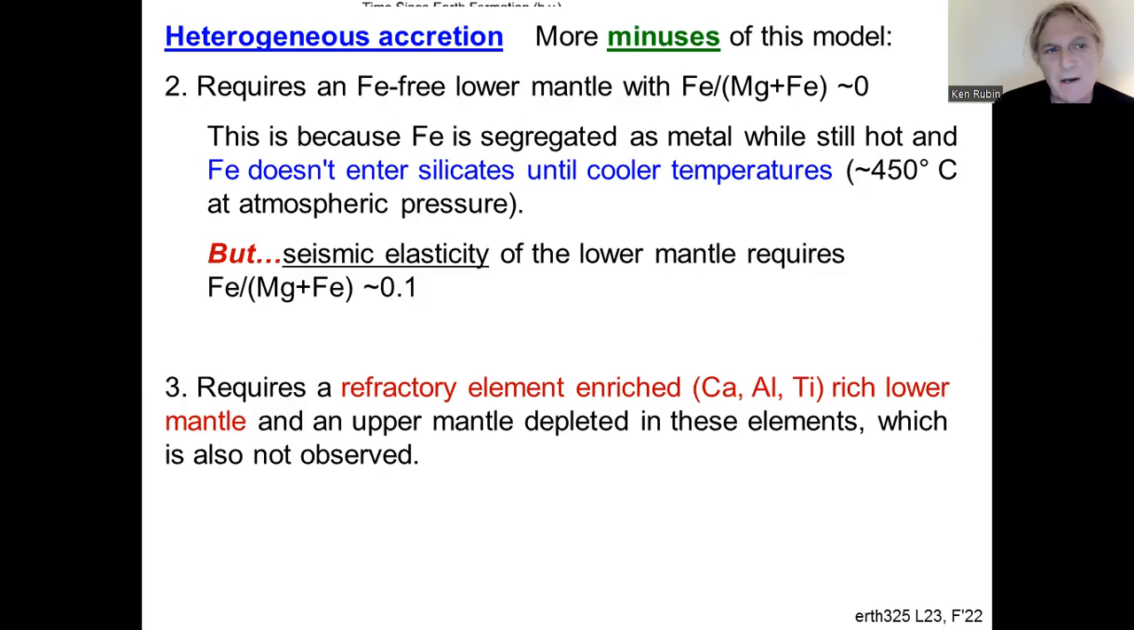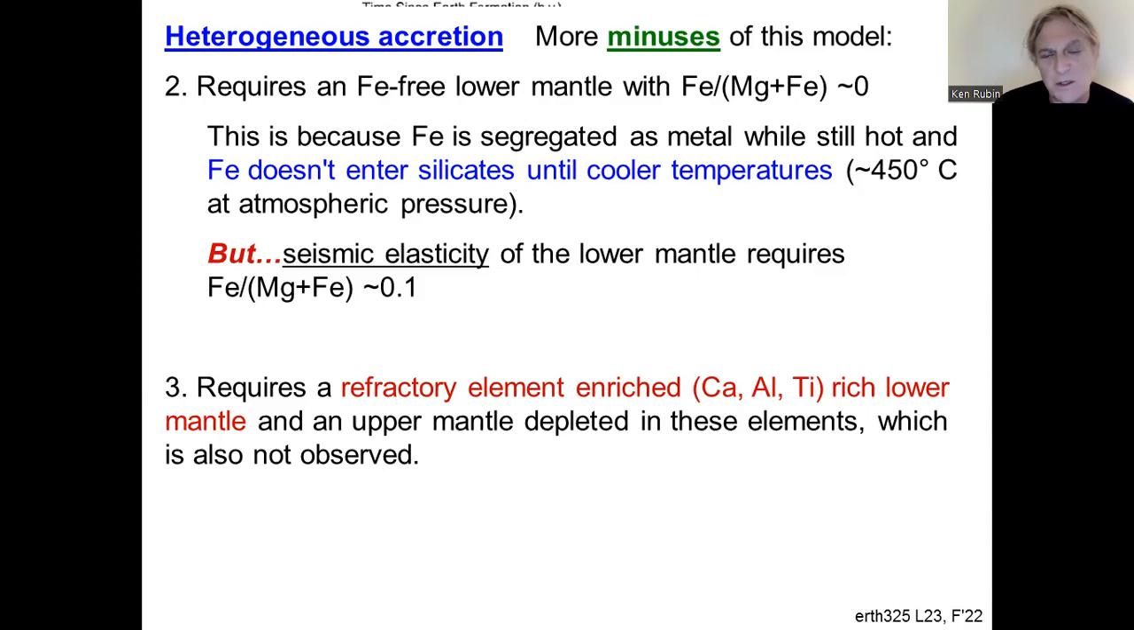If we're building up from a heterogeneous model, we would get a very iron-free lower mantle, with an iron over iron plus magnesium ratio of about 0, because we would be segregating our iron into a metallic phase while it's still hot, not allowing us to have any iron in our silicate. But we know from seismic elasticity, another seismic wave propagation property, that the lower mantle does contain some iron, about 10% in mole fraction relative to magnesium. And that's very hard to do during the heterogeneous accretion model.